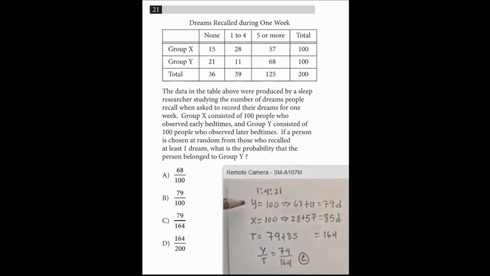So Group Y had 100 people. You can see from the chart that 68 plus 11 of them had at least one dream, which is 79. Group X had 100 people. We had 28 plus 57, 85 people had dreams. So we want how many people had dreams that were in Group Y. We had a total of 164 people who had dreams. 79 of those were in Group Y. So your answer is going to be 79 over 164. C.